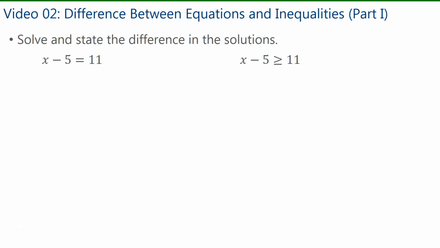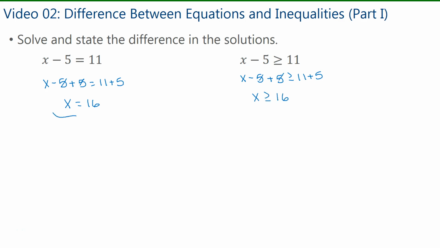So on the left, we have x minus 5 equals 11. So we'll solve for x. We will add 5 to both sides. And when we do that, we get that x is equal to 16. Over on the right, we'll do the same thing. Add 5 to both sides. And this time we get x is greater or equal to 16.